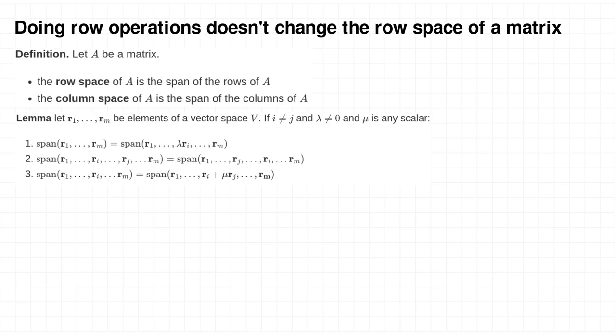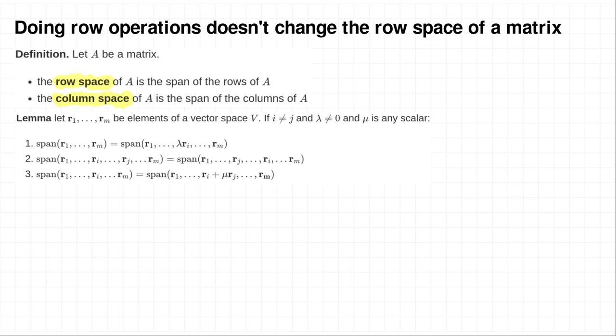Let's look then at why, when we do row operations to a matrix, we don't change the span of the rows of the matrix. To talk about this, we're going to use a definition, which is that the row space of a matrix A is defined to be the span of the rows of A, and equally, although we're not going to use it in this lecture, the column space of a matrix A is defined to be the span of the columns of A.